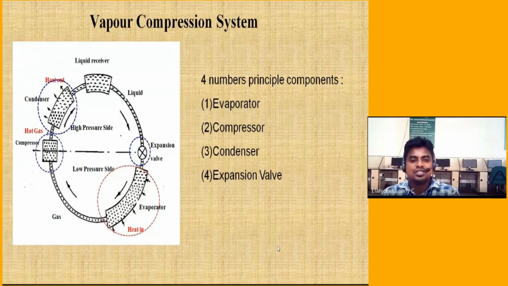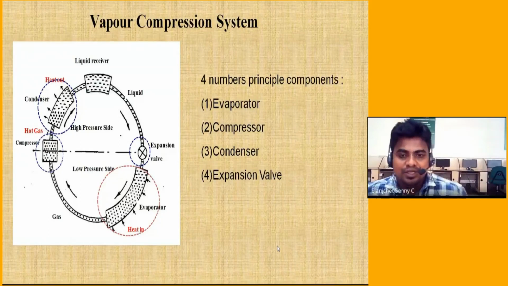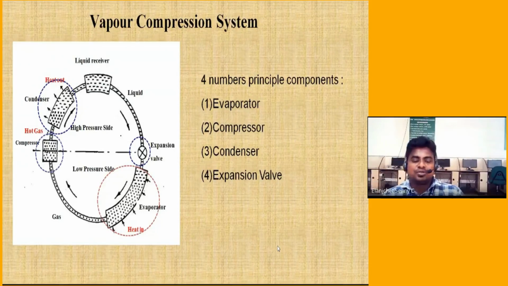The fourth one is the expansion valve. Here we are going to reduce the pressure. In the expansion valve we reduce the pressure of the refrigerant to whatever pressure is experienced in the evaporator. That is the function of the expansion valve.